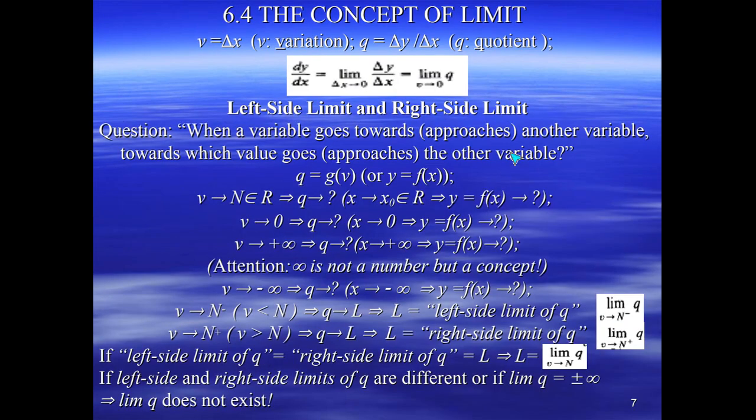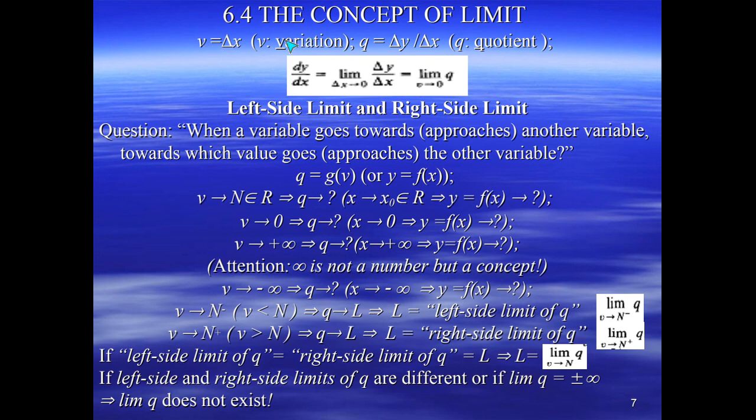All right. So the concept of limit. Now we have to understand what the limit is, which is not always so easy. All right. 6.4. We are at 6.4 now. The concept of limit. Here, in mathematics books, it is told with x's and y's. But here in our book, it changes some variables. It calls v for delta x and q for delta y over delta x. Q is quotient because this is a quotient of differences, delta y over delta x.